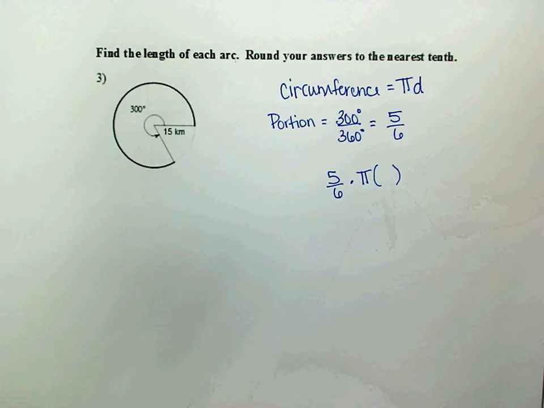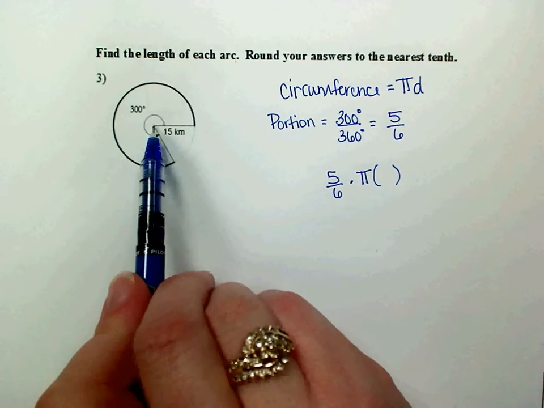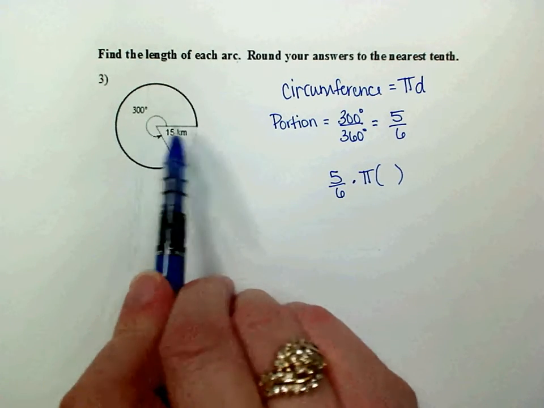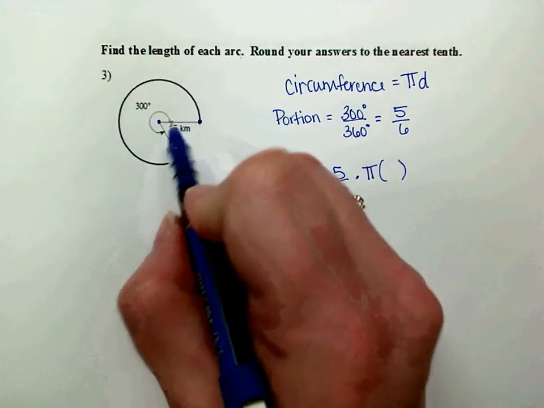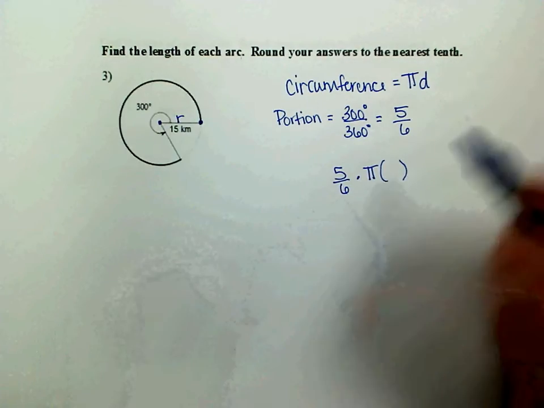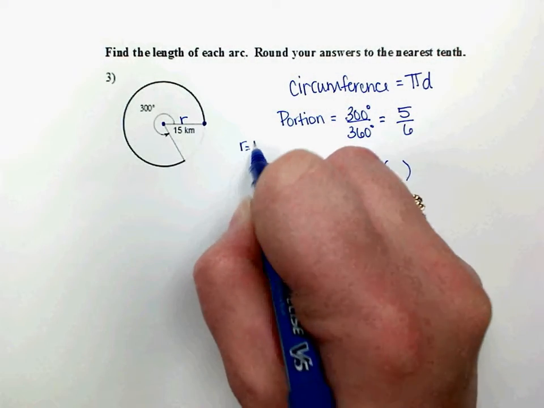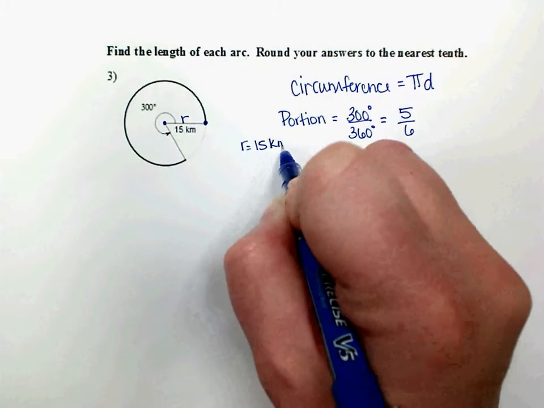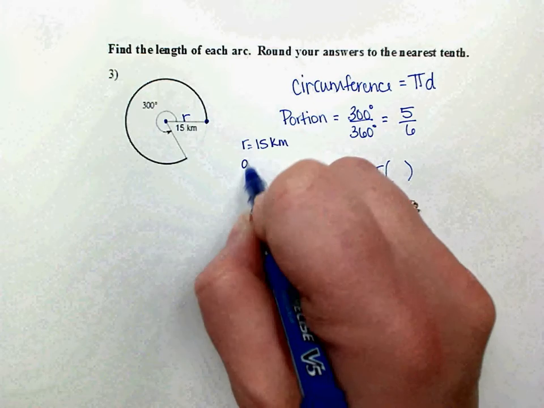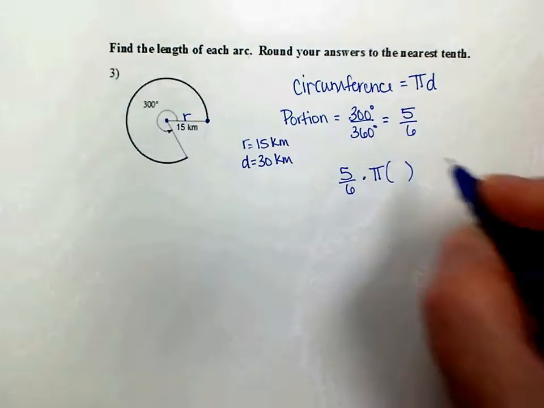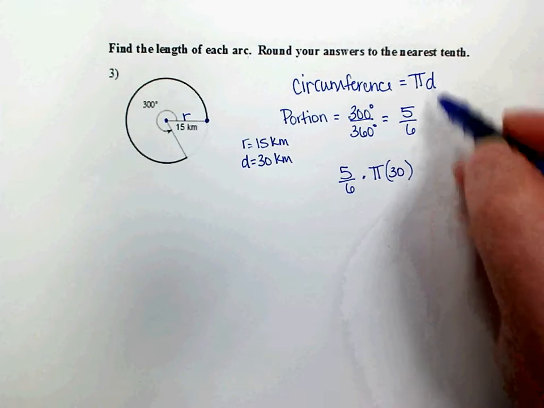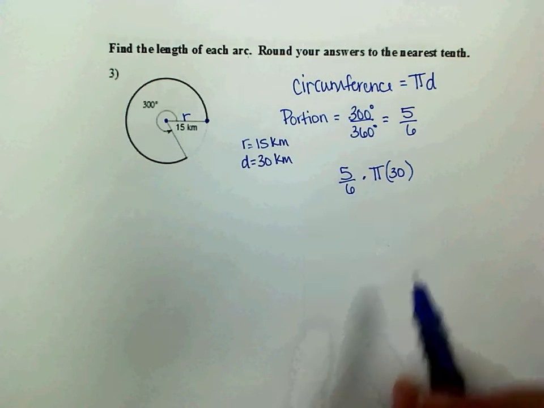Well, I know that number. I look right here, and it tells me that from here to here is 15 kilometers. But remember, from the center to the point on the circle is called the radius. So my radius is 15 kilometers. It takes 2 radii to make a diameter, so my diameter is twice that, so it's 30 kilometers. So I'm going to put 30 in place of the diameter there. So now this is what I want.